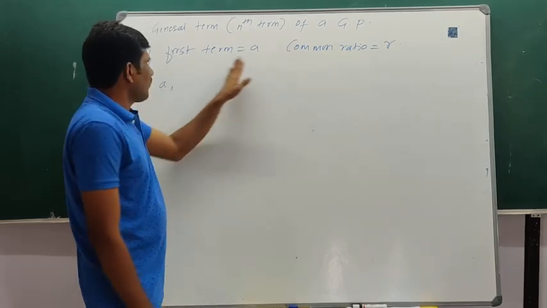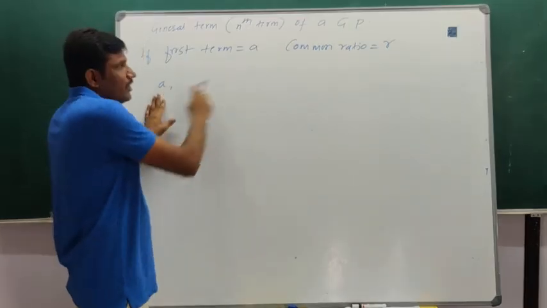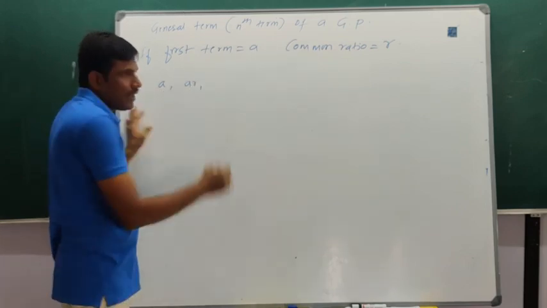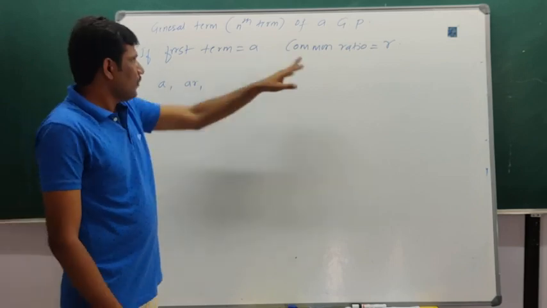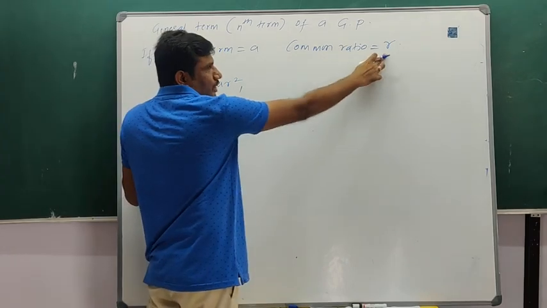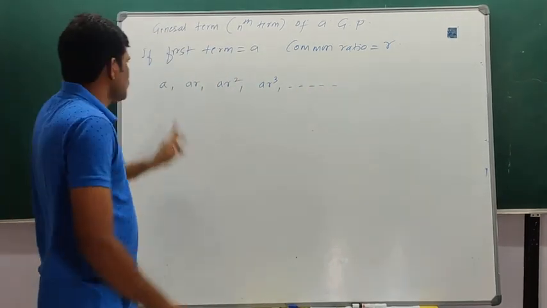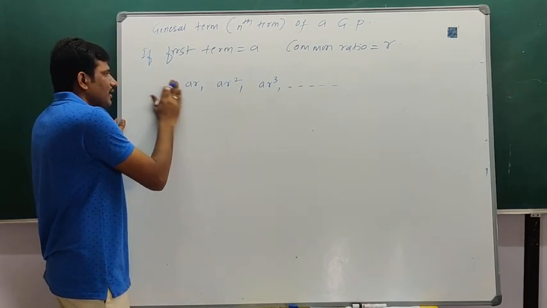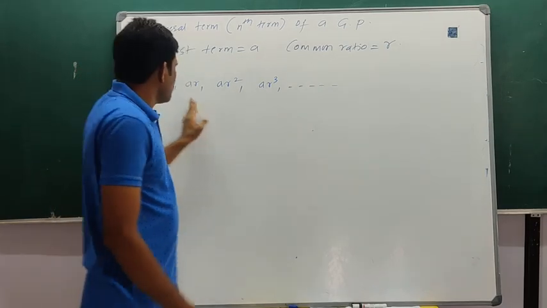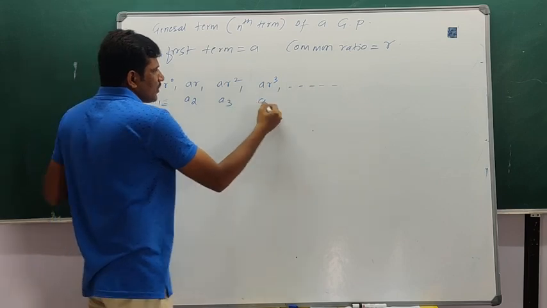Right? So here the first term is A and the common ratio is R. How to write the next term? Just multiply the common ratio to the first term. So A into R is AR. Next, AR into R is AR square. Next, AR square into R, AR cube. So can you tell me what will be the nth term? The first term A, I can write as A R power 0, because R power 0 value is 1. So this is the first term, this is the second term, this is the third term, this is the fourth term.